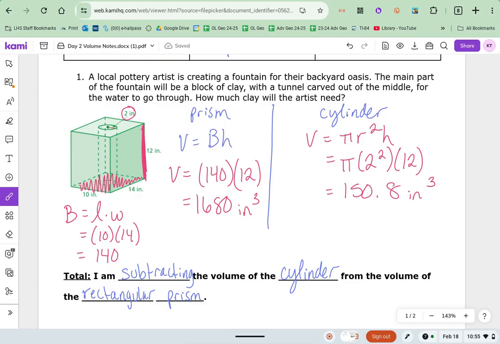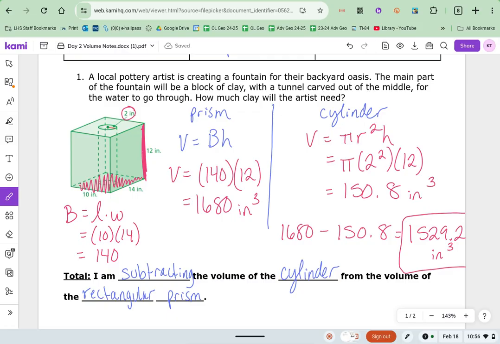And then last but not least, we said we wanted to subtract. So we want to take away the cylinder volume from the prism volume. So we're going to do 1680 minus 150.8, and you should get 1,529.2 inches cubed. And don't forget your units on there. Okay, any questions on this one?